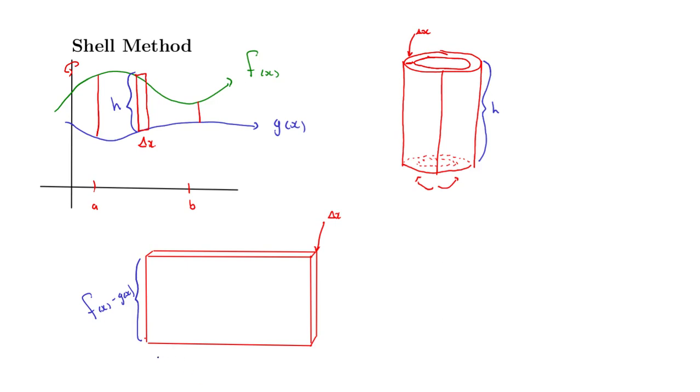When we want to find the width, though, or the length, whatever you want to call it, that's actually going to be this distance around our cylinder. That is a circumference.